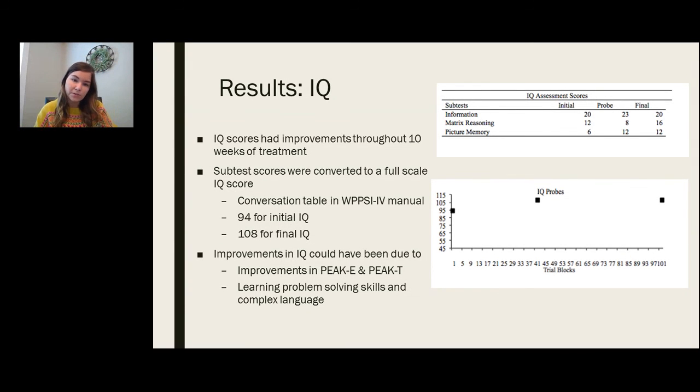And then our results for our IQ. IQ scores had improvements throughout the 10 weeks of treatment. So our subtest scores were converted to full-scale IQ scores using the conversion table from the WPPSI manual. So we had a standard full-scale IQ score of 94 for the initial and then 108 for the final. Improvements in the IQs could be due to improvements that we saw in Peak E and Peak T, and also learning problem-solving skills and complex language.